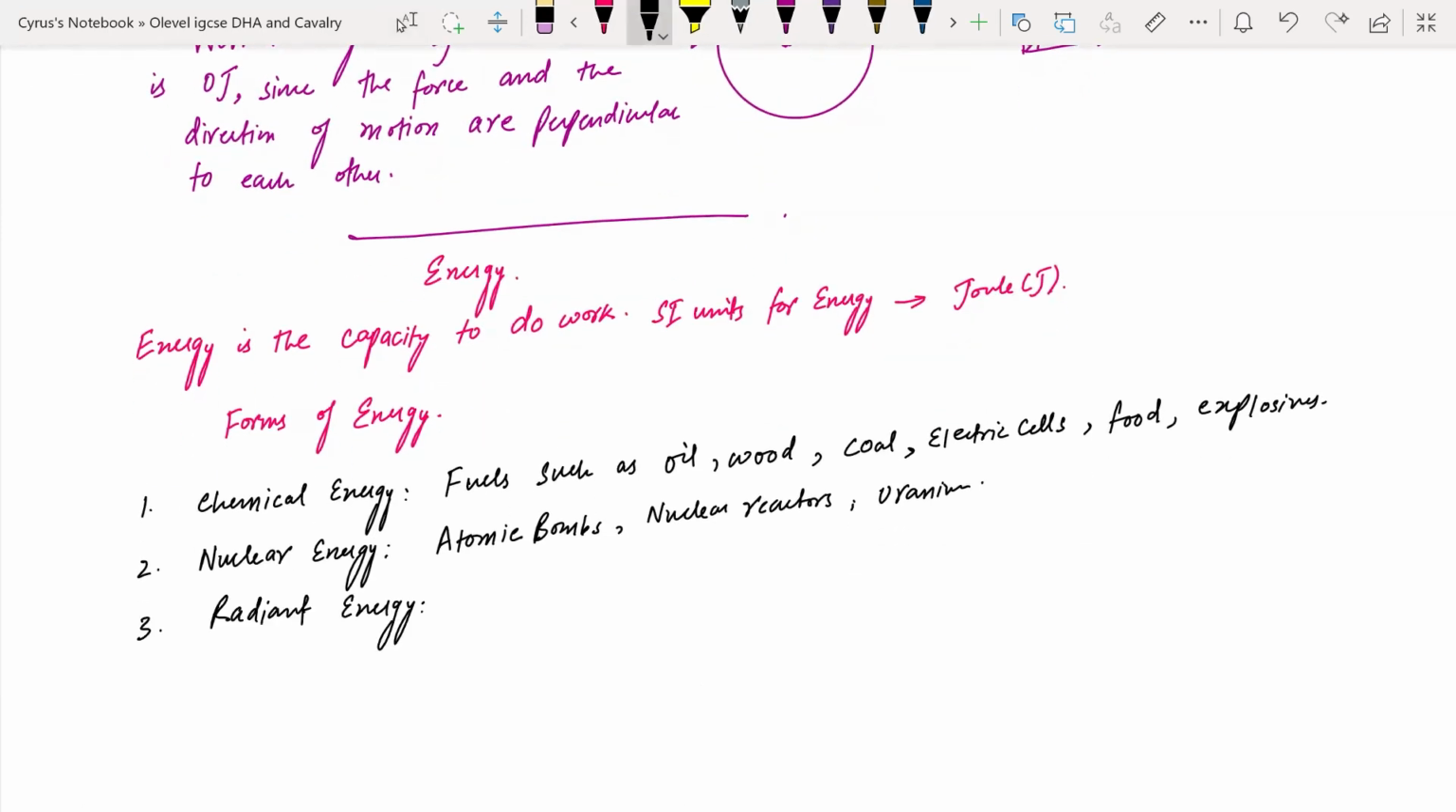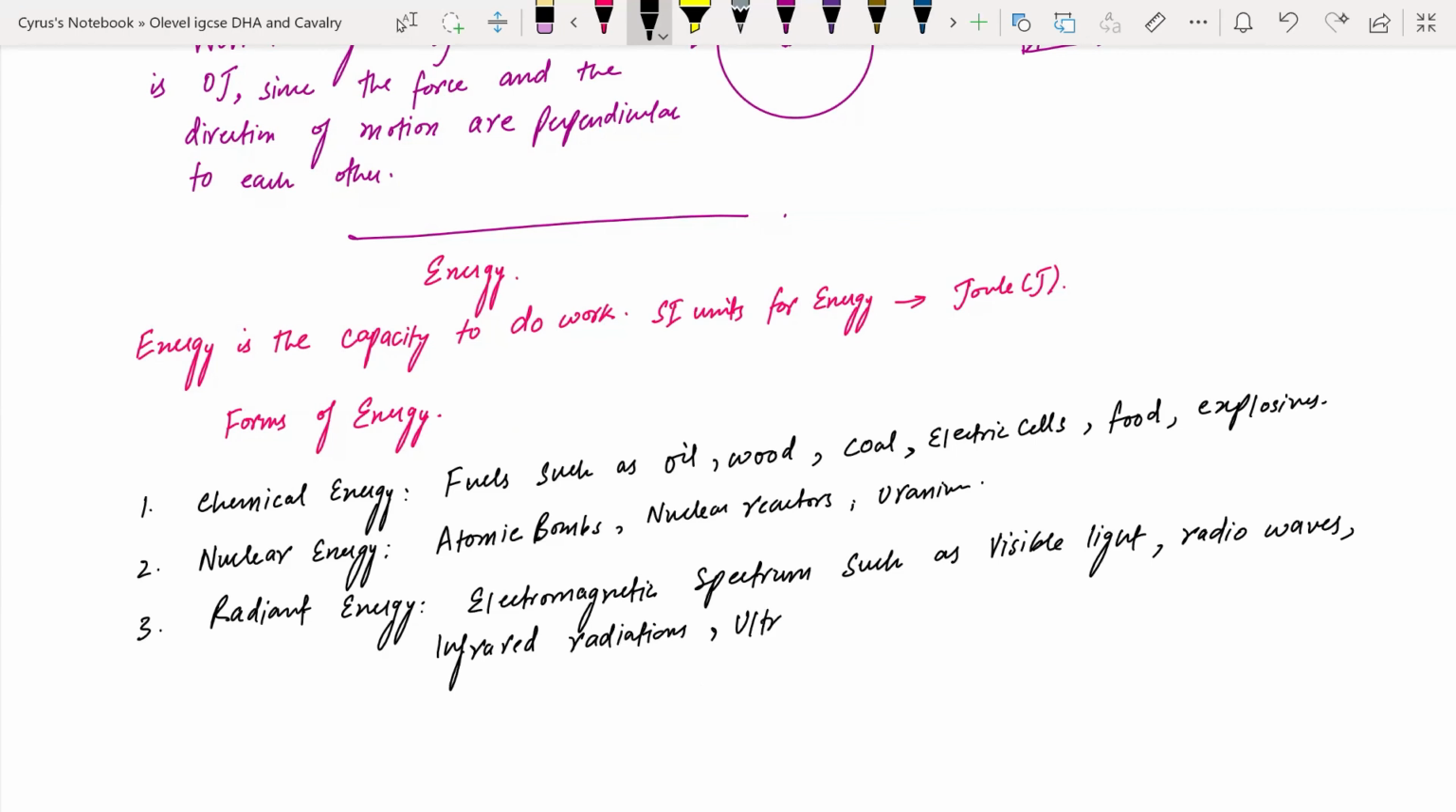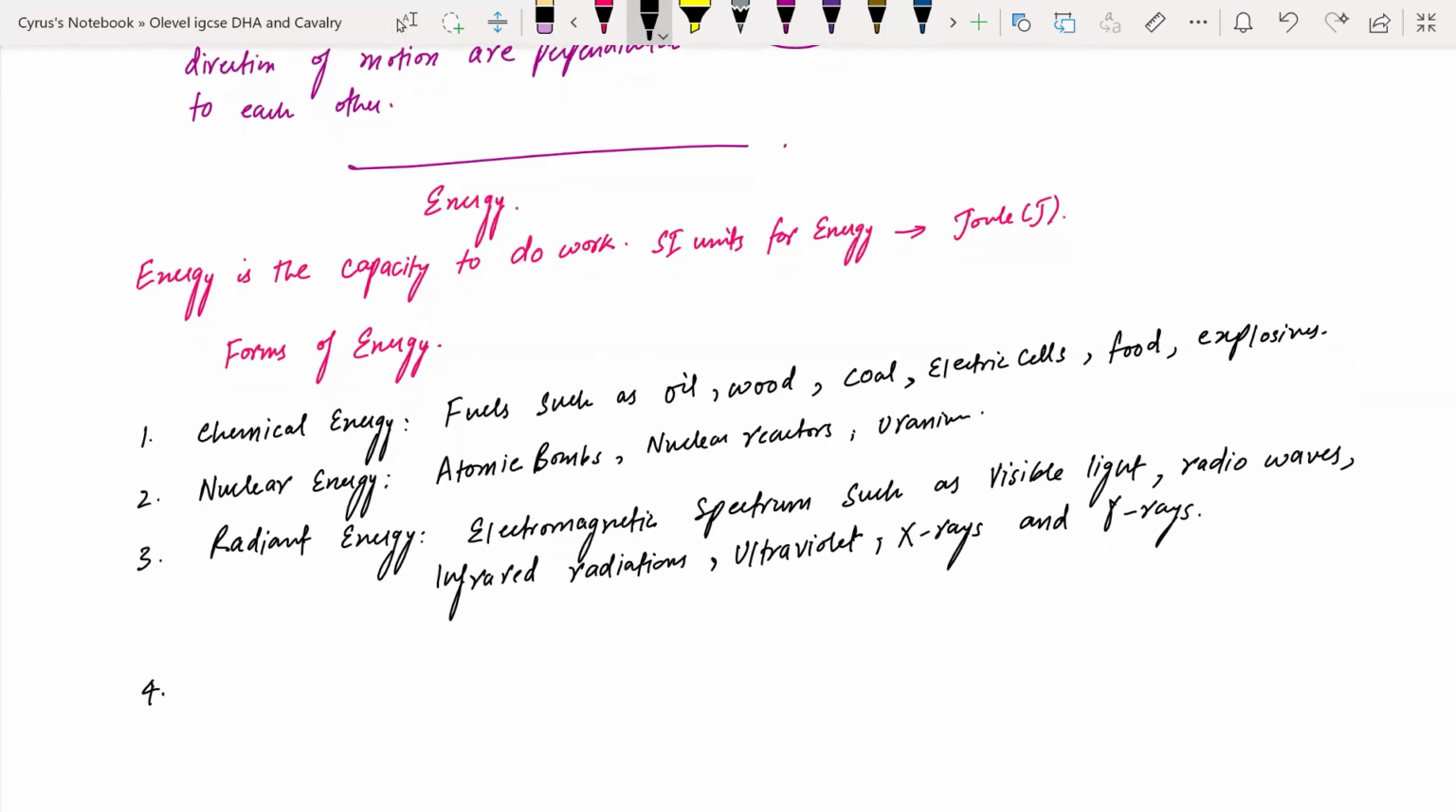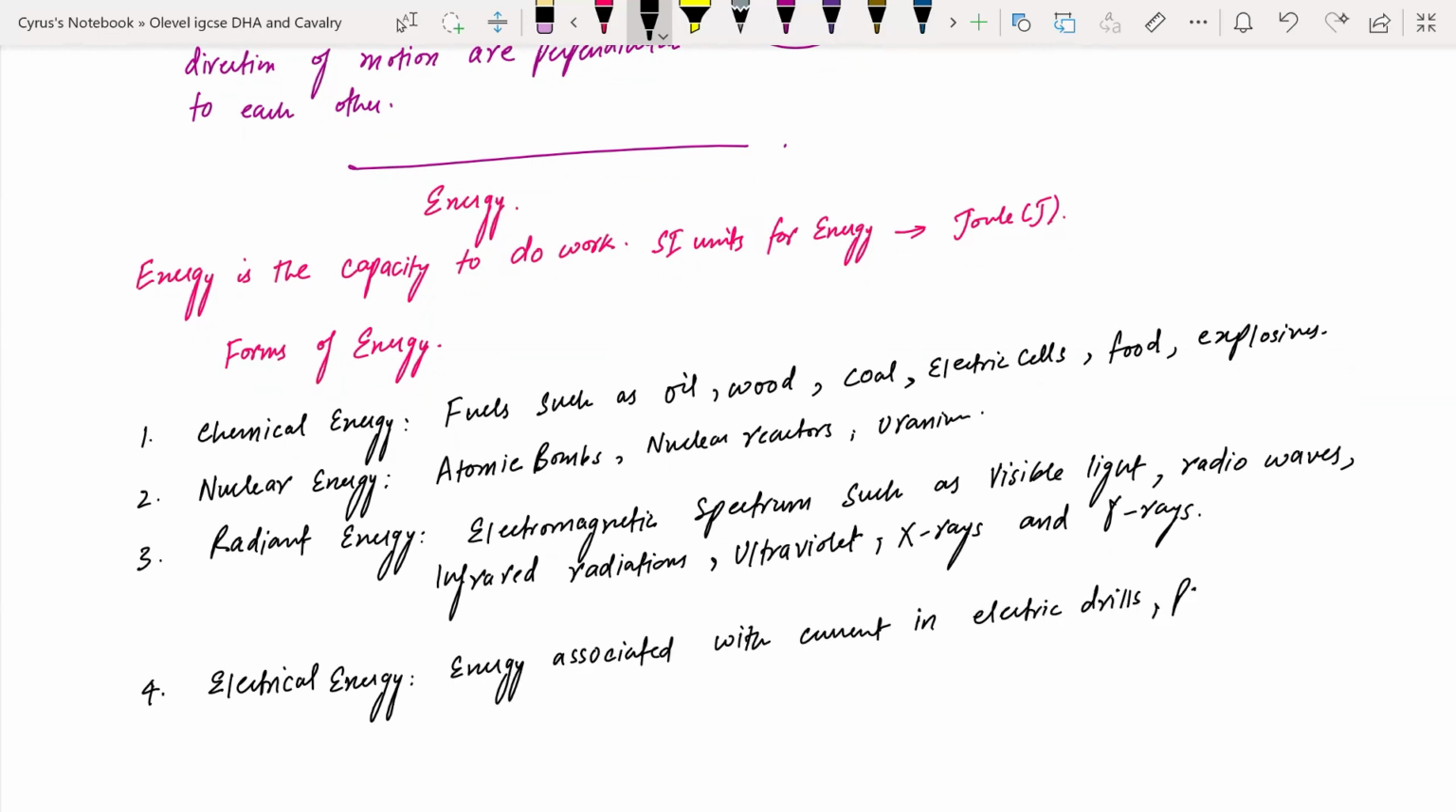Radiant energy is related to radiation, right? We'll study the electromagnetic spectrum in the topic of waves, such as visible light, radio waves. We have infrared radiations. We have ultraviolet radiations, X-rays, gamma rays, right? Number 4, we have the electrical energy, right? Where is electrical energy found? Energy associated with current in electric drills, power tools, immersion heaters, and electrical appliances.